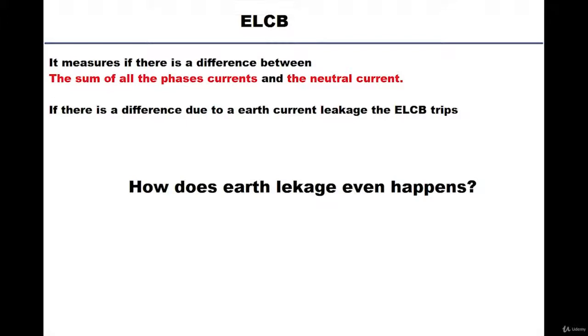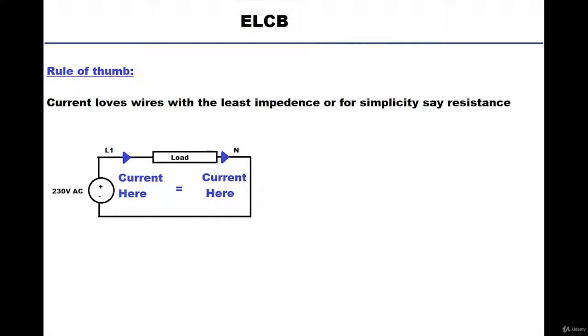And the answer is earth leakage. But what is earth leakage? Let's go through the concepts that will lead to the understanding of earth leakage. Current loves paths with low impedance, meaning it will go to the path that has the least resistance. Meaning if the current finds two ways, one of them with a load and one of them without a load and just a plain wire, it will choose to go with the plain wire route.